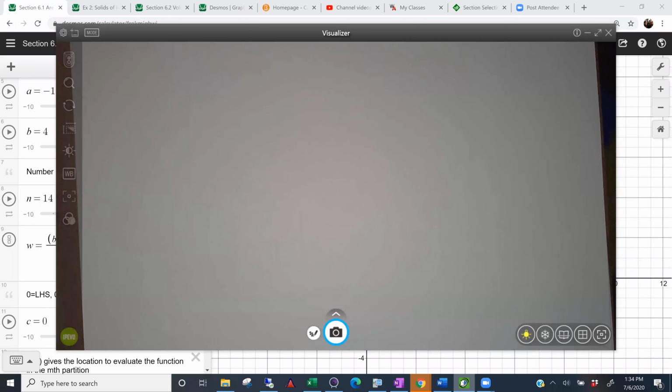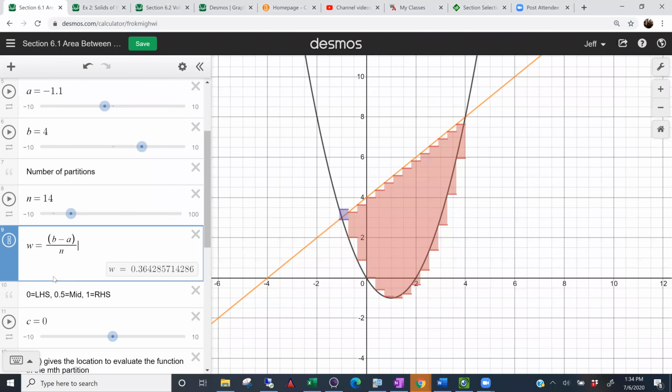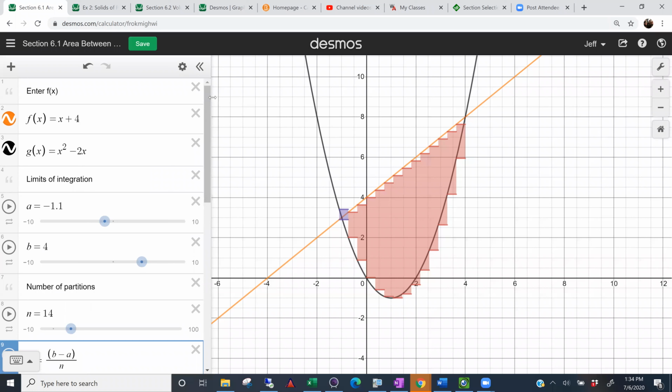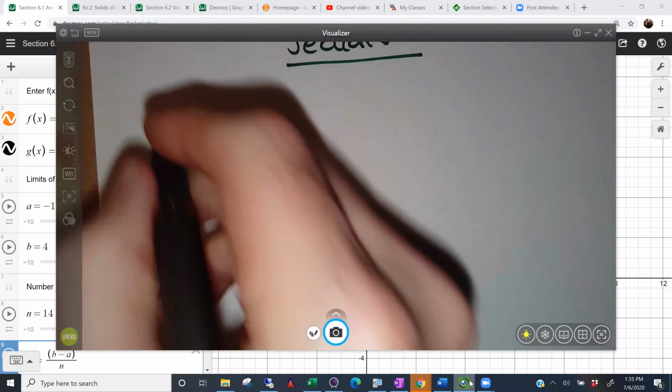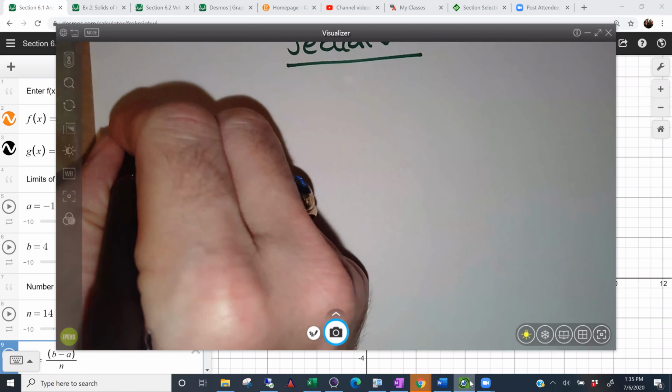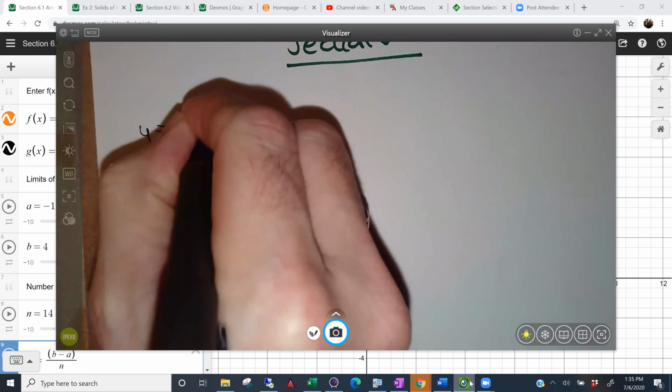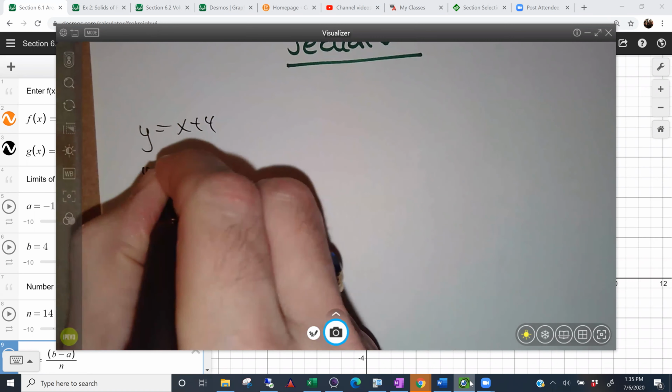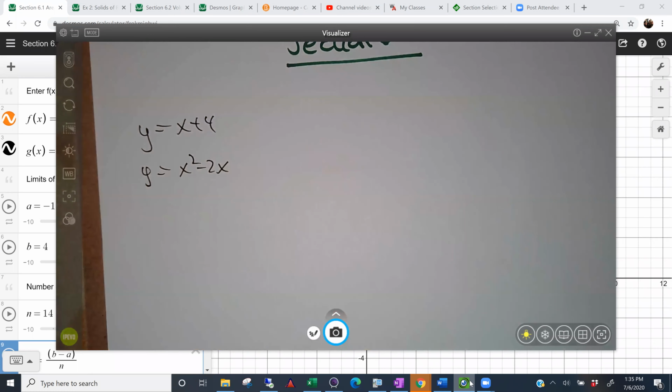So let's give that one a shot here for this particular one. All right, so let's write down our functions. y equals x plus 4, and y equals x squared minus 2x, and we'll get started.